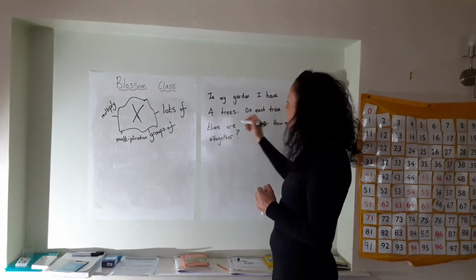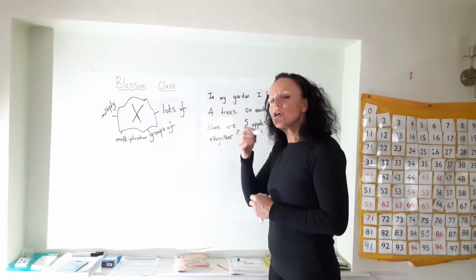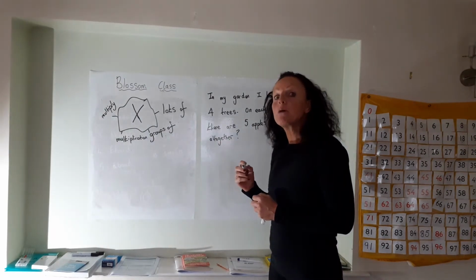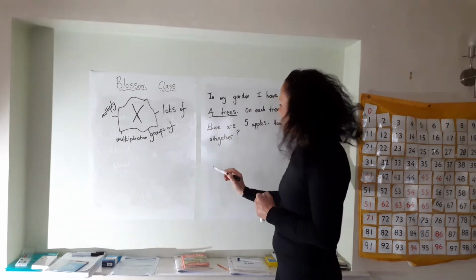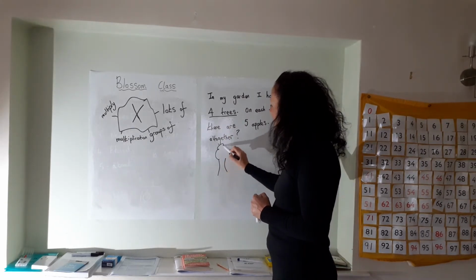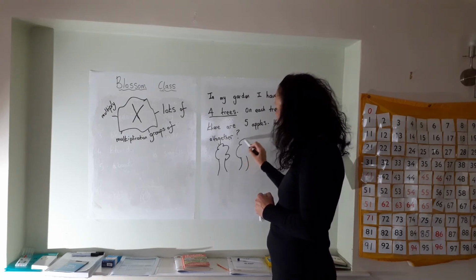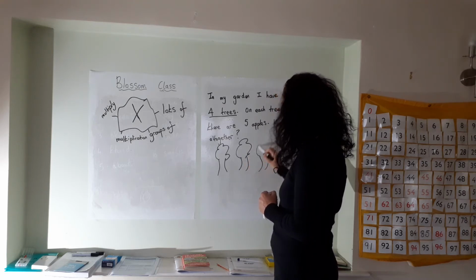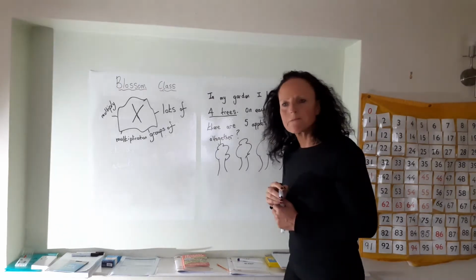It says, in my garden I have, so you can always underline the main information that you might need to help you solve the problem. So you've got 4 trees. So let's go ahead. And you know Mrs. Shaw's not a good artist, so we're just going to go with my trees. 1, 2, 3, 4. 4 trees.